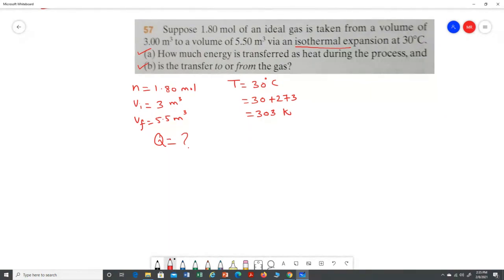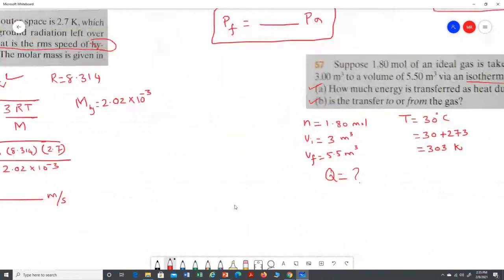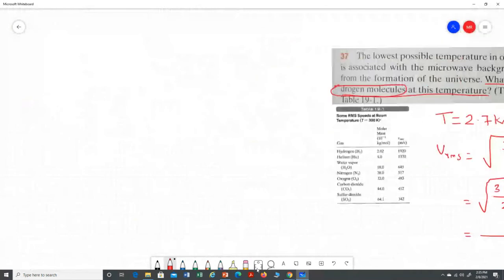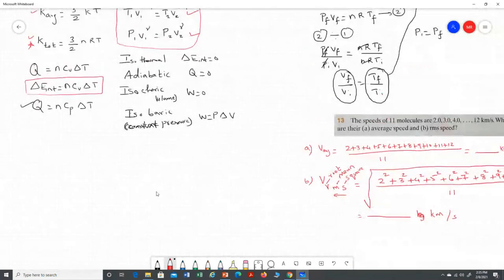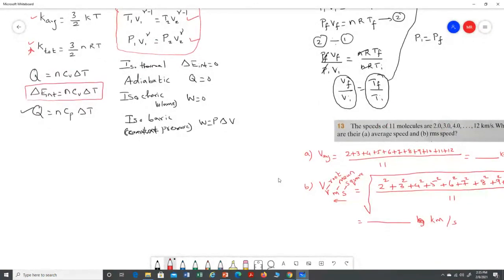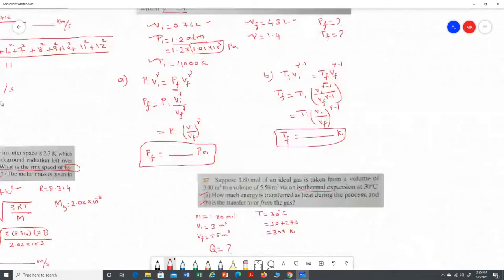Yes, right. Okay. Let's go back to the formula. This is our formula. My dear, what is the condition for isothermal? The change in internal energy is equal to 0. Am I right? Yes. So I am going to apply this condition here.